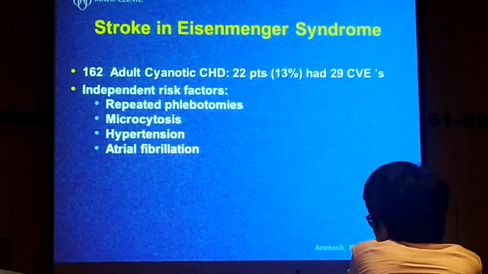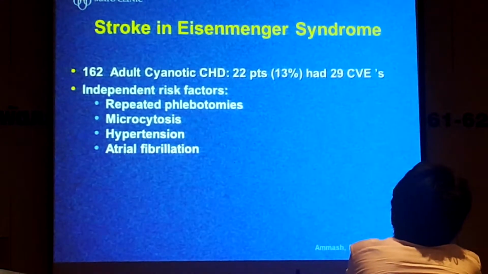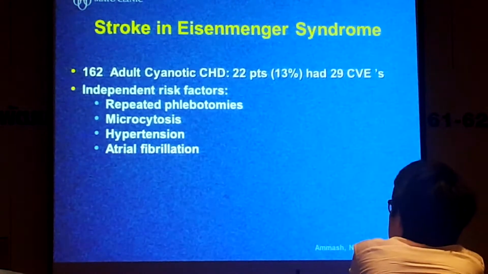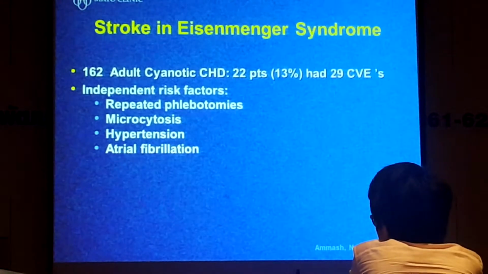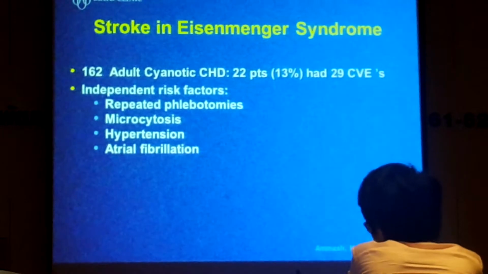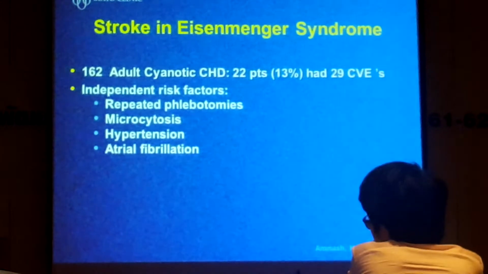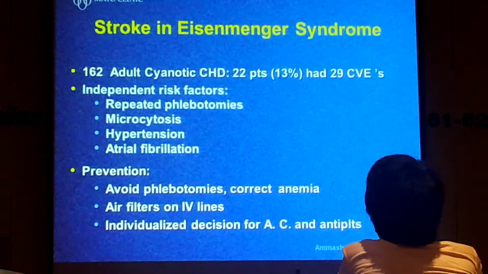This was one of my first papers in Eisenmenger syndrome, looking at strokes in Eisenmenger syndrome, 162 patients, published more than 20 years ago. It makes me feel old a bit. The independent risk factors for strokes were repeated phlebotomy with microcytosis, atrial fibrillation, and hypertension. And we all know in adults AFib and hypertension cause stroke. So the main finding that changed the way we deal with Eisenmenger syndrome is repeated phlebotomy and microcytosis. So the best thing is to prevent phlebotomy.